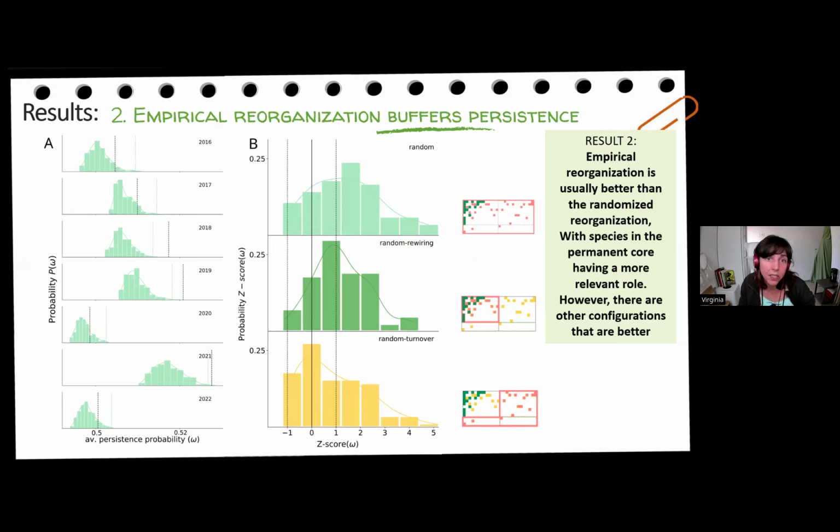However, if we look at these green vertical lines, they represent the value of the top 1% of the better cases of the randomization. We see that the empirical networks are not optimal. In some cases, there are some synthetic configurations that are better than what we see in the field.